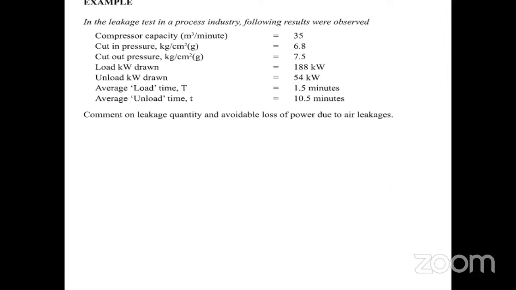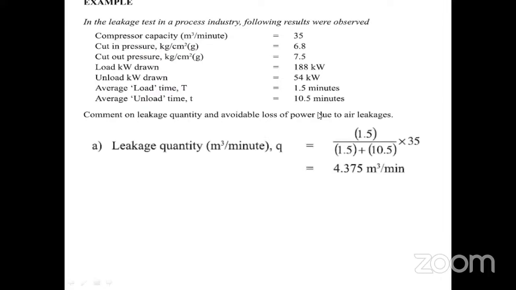Example, leakage test. The times are 1.5 for loading and 10.5 for rest. Then what will it be? 1.5 divided by 10.5 plus 1.5. Right, sir? That shall be multiplied with the compressor capacity, 35 meter cube per minute. Okay, sir.